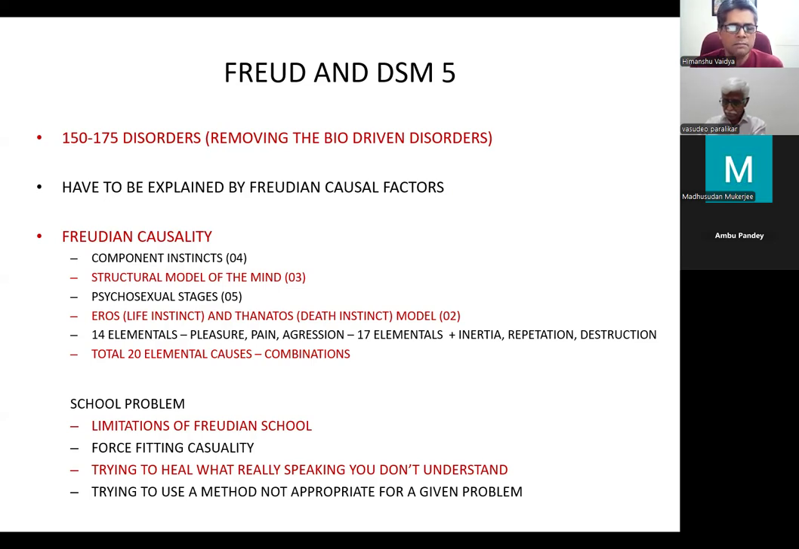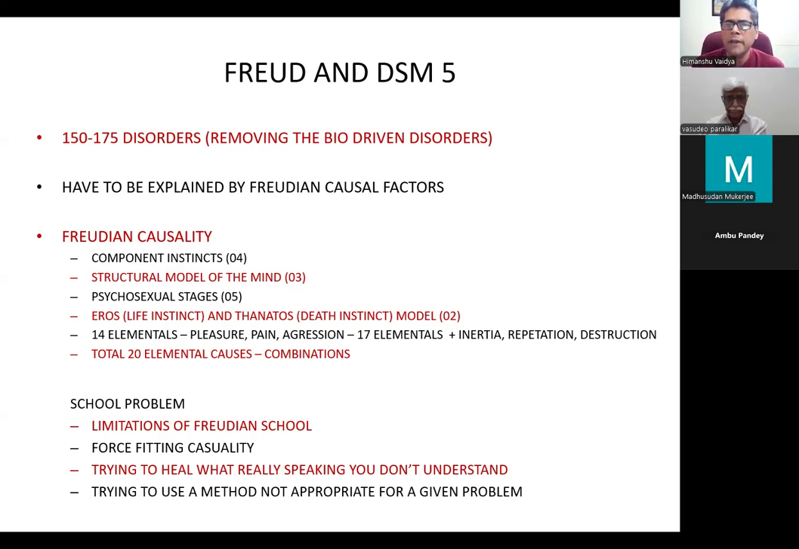Let me give an example. Say, delusion of persecution. 2 people come with the same problem, delusion of persecution. Both of them have the same fear that somebody is going to come and attack me, and therefore they cannot go out. They hide behind something, and all the things go on.